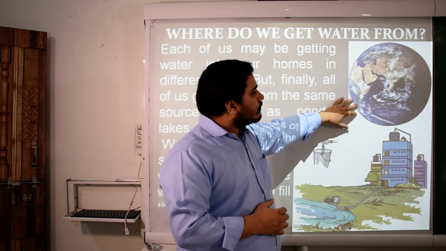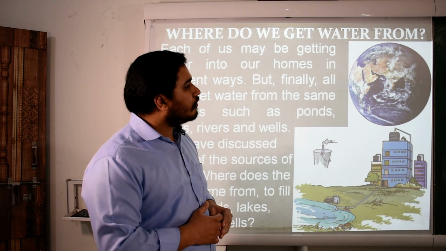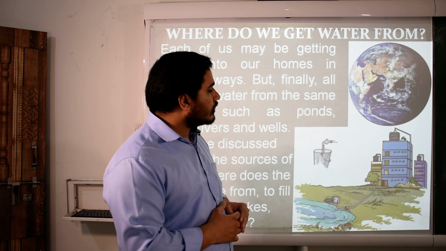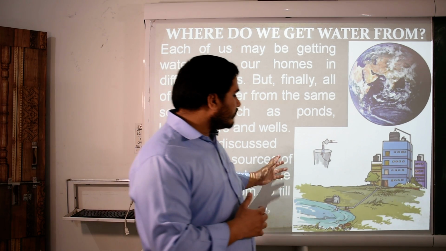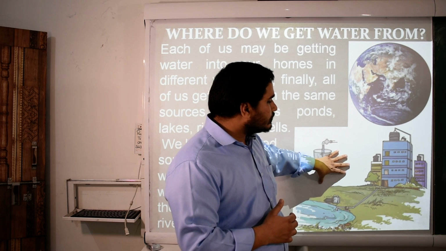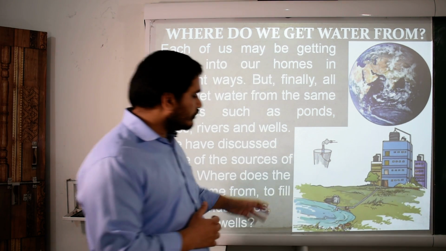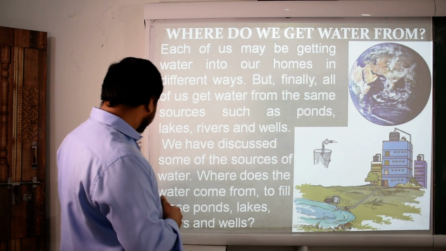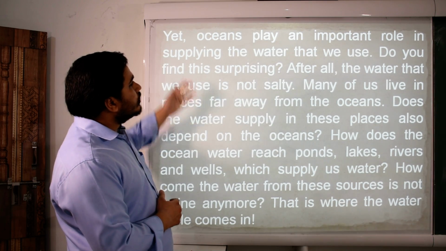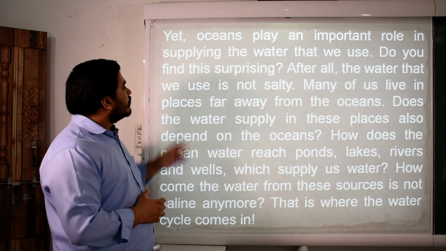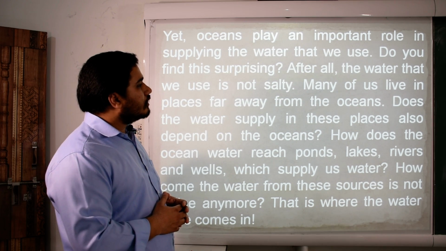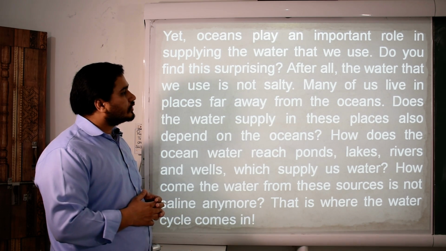Here we are getting the picture of our earth. Seventy percent of the earth is covered by water, but it is of a salty nature which is not fit for proper use. We are getting water from different sources. In this picture we can see motors and taps being used. Yet oceans play an important role in supplying the water that we use. Do you find this surprising? After all, the water that we use is not salty.